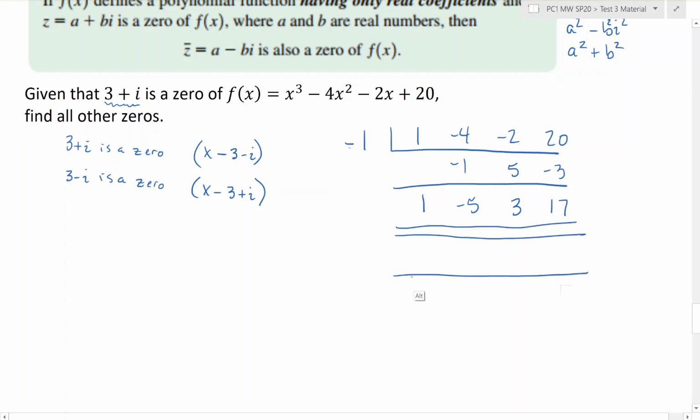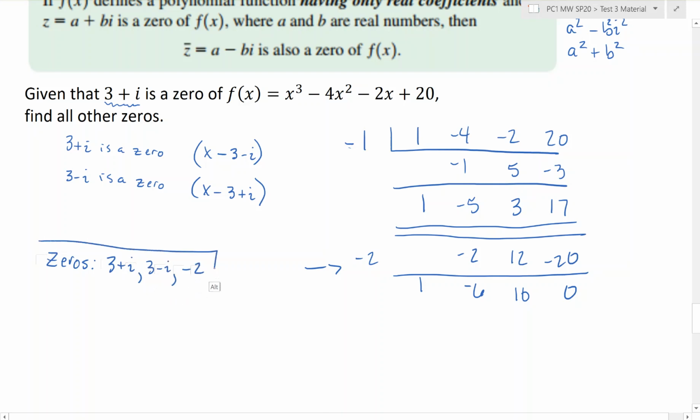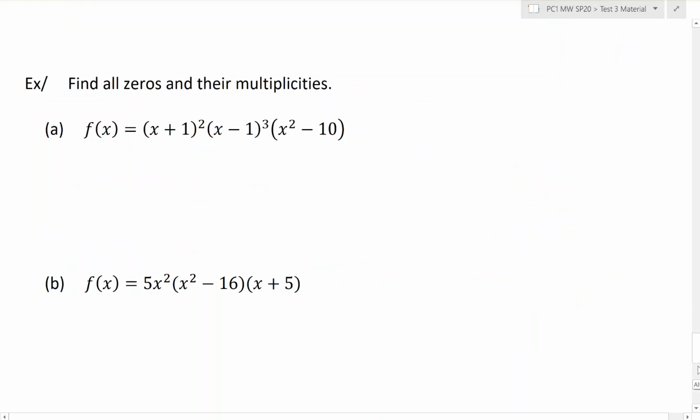So we will try a -2, and looks like -2 is the winner. So the zeros, listed nicely, are 3 plus i, 3 minus i, and -2. Okay, list them nicely and put a box around it. Got quite a bit of work to show on these, so you want to make sure your answer gets seen.